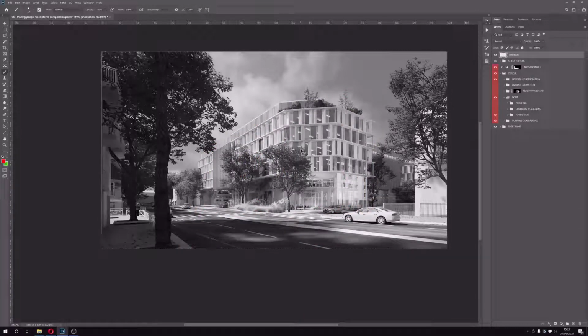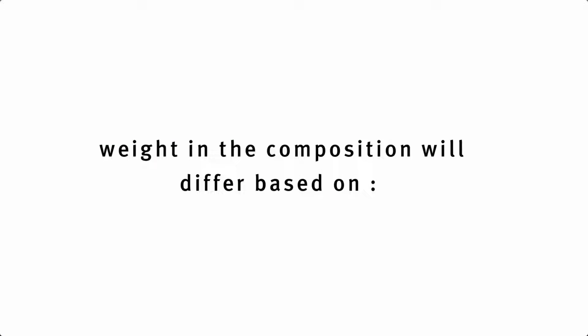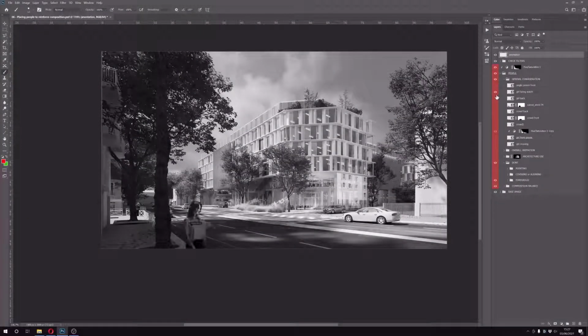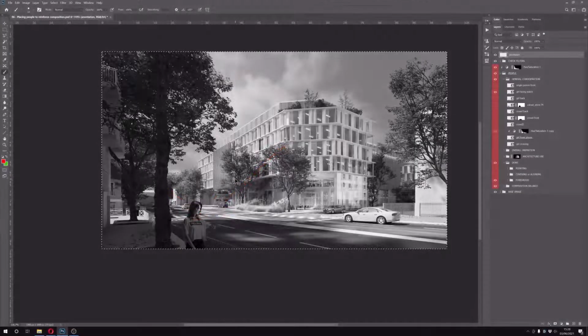Here, in our case, a couple of things that are important to understand is that people have different weight depending on how many they are, where they're facing, and also the values and colors they have. For instance, if I put just this woman here, she's going to have a completely different weight in your image than if I put this one here. The reason is pretty simple: a single person, when you can see their face, your eyes are drawn to faces. This is a completely human behavior that you just can't bypass.